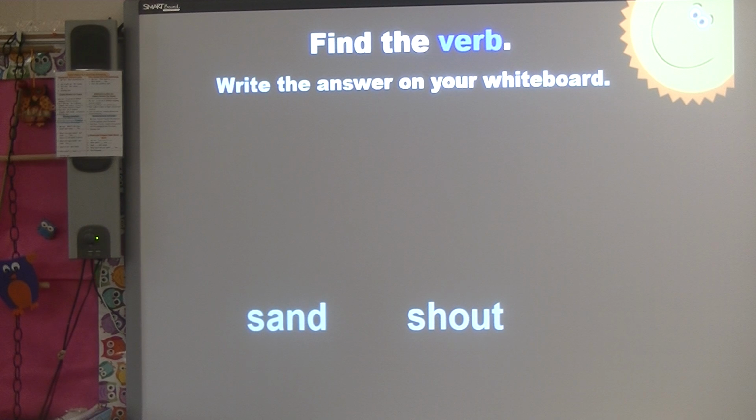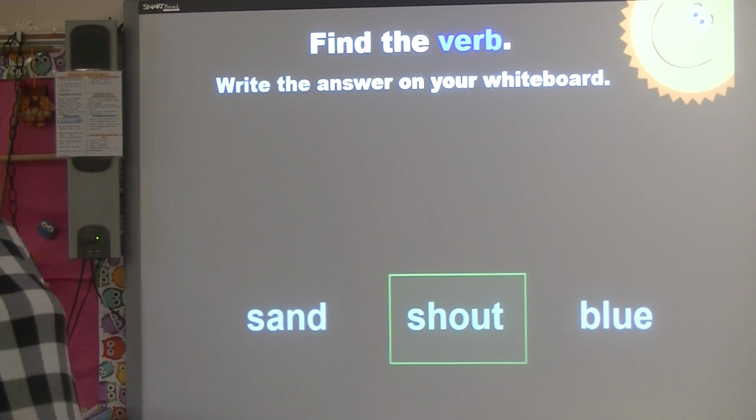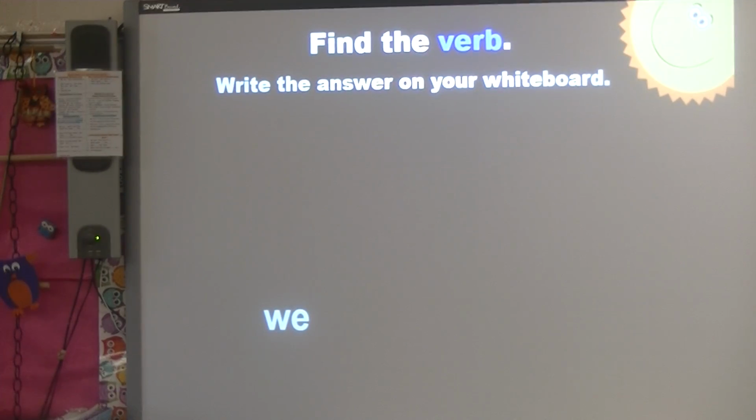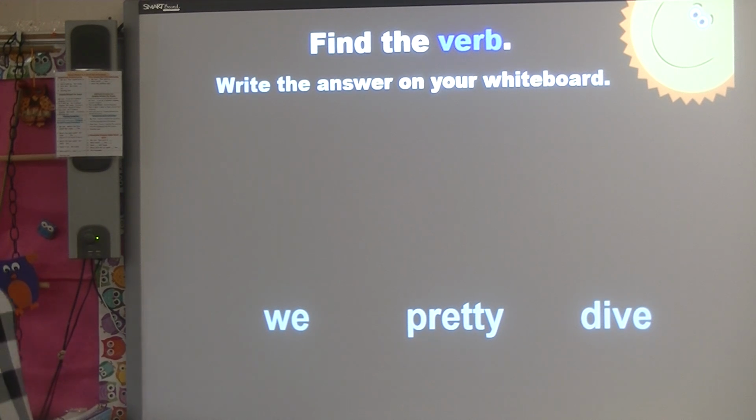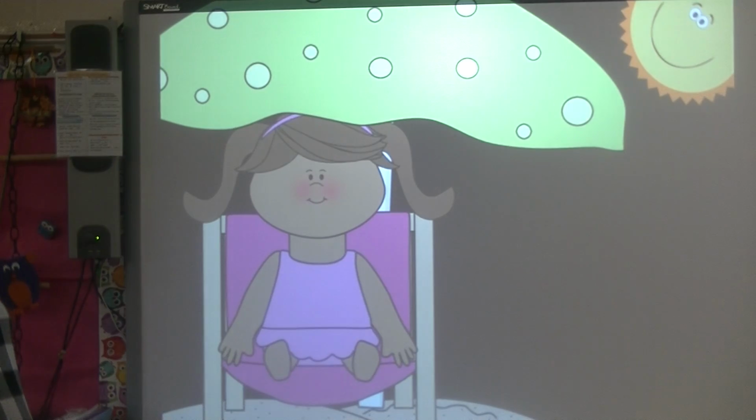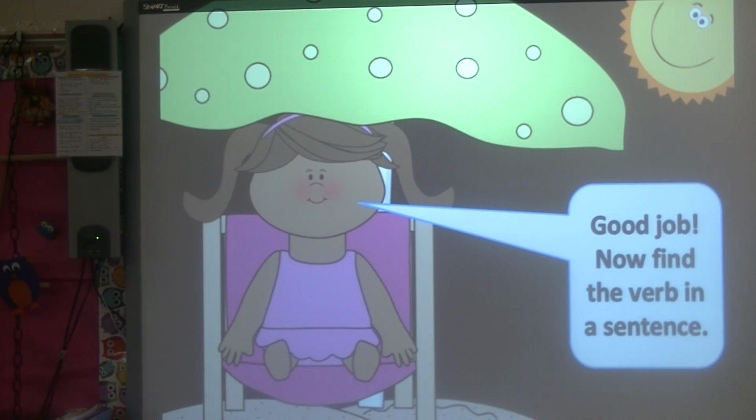Sand, shout, blue. Name the verb or action word. Shout. It's something you can do. We, pretty, dive. Name the verb or action word. Dive. Good job.